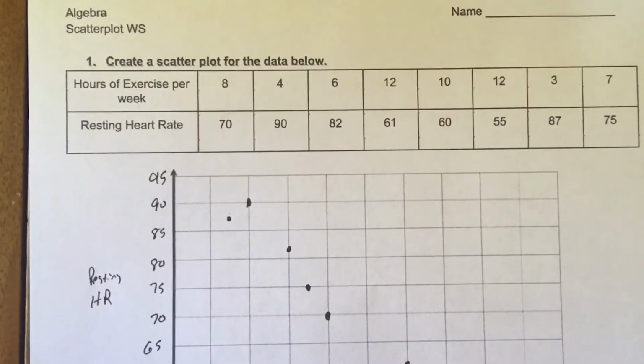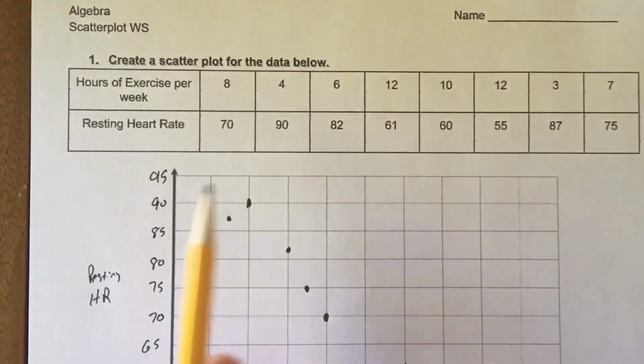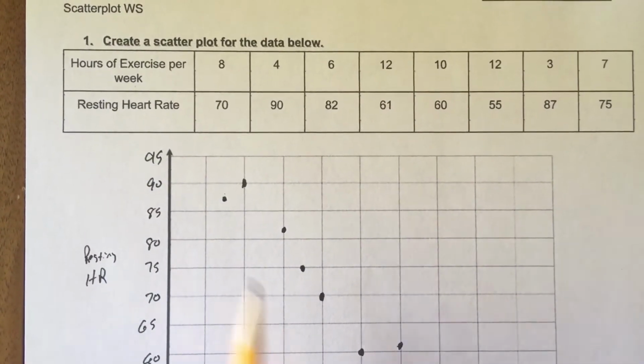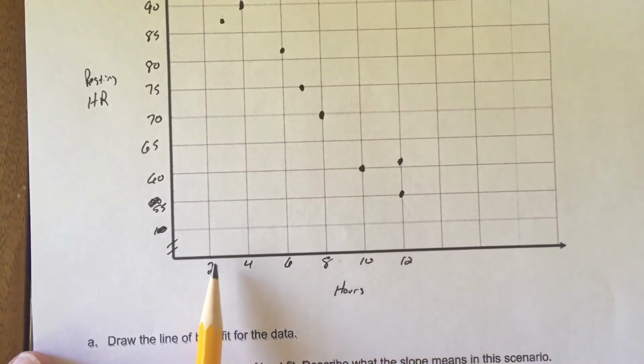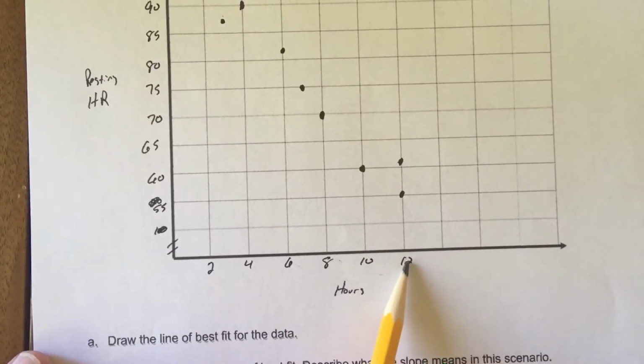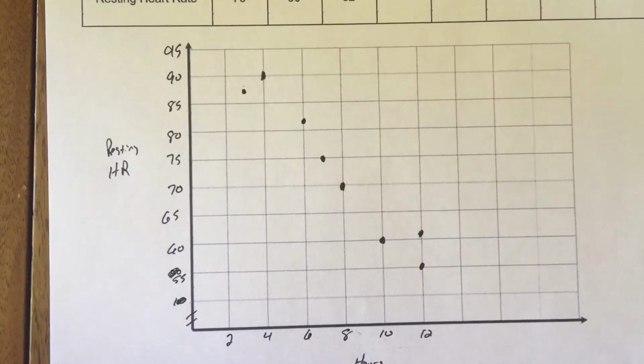Right, we're looking at the first scatter plot worksheet, and we were given this table here and asked to create a scatter plot for it. So I went ahead and did that. I put hours on the bottom and I went by twos because we had to get all the way up to 12. And then my resting heart rate, I did break it and then started at 50 and I counted by fives. Now you don't have to do that. That's just how I chose to do it.